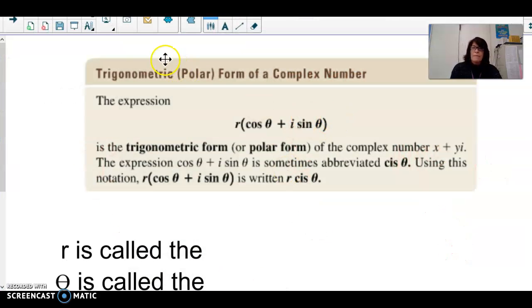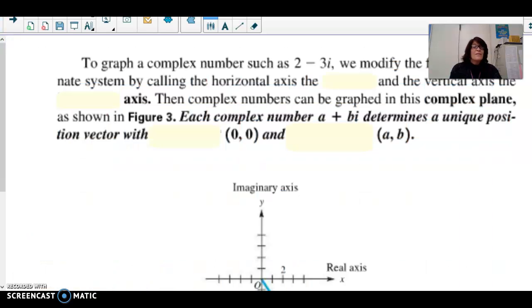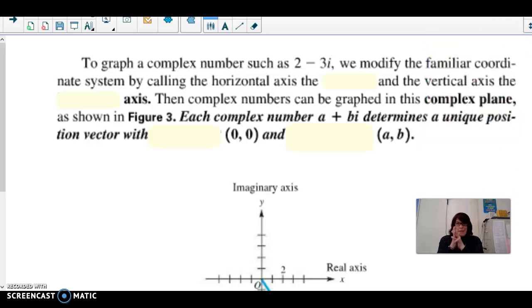8-2. I didn't start at the right spot. Here we go. 8-2, if you have your notes, we're going to graph complex numbers. It's exciting. We just switch around. We have the real axis and the imaginary axis instead of the x and y axis. The horizontal axis we call the real axis. The vertical axis is called the imaginary axis. The complex numbers are graphed in this complex plane.